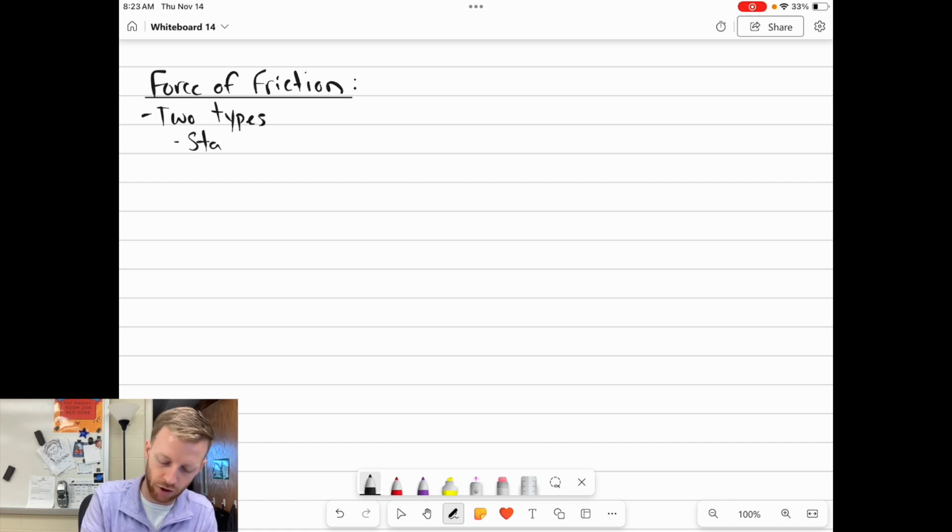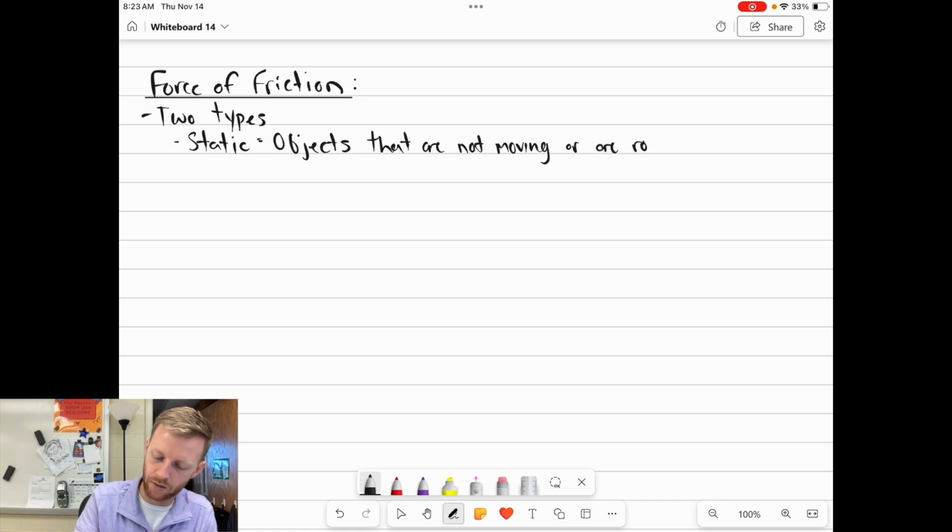Type 1 is called static friction. It is for objects that are not moving or are rolling. Rolling friction is a type of static friction. Then we have kinetic friction, and kinetic friction is objects that are sliding.